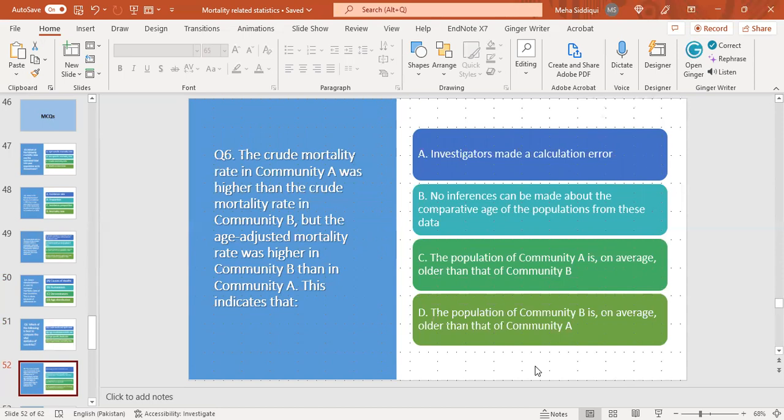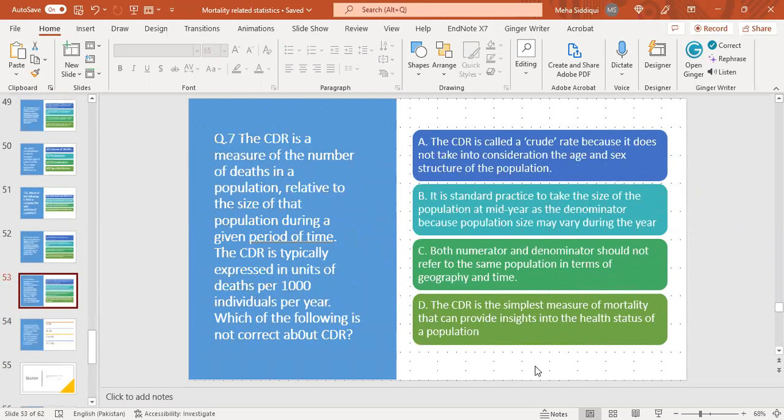No, C is the right option. Because we will see age adjusted mortality rate. So according to it, the mortality rate is higher in community B, which shows that it is older than that of community A.